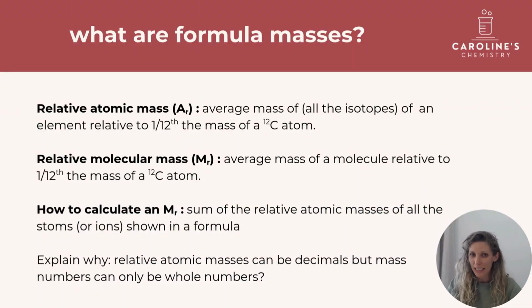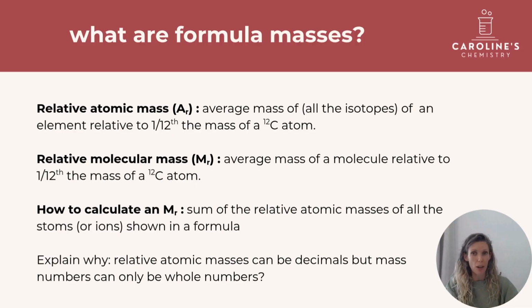Let's start out with some pesky definitions. Now, I don't know about you, but when I was studying GCSE and A-level chemistry, I actually had no idea what these definitions meant. But they're super straightforward and are going to help you understand what it is that you're actually working out. So your official definition, relative atomic mass, is the average mass of all the isotopes of an element relative to 1/12 the mass of a carbon-12 atom.